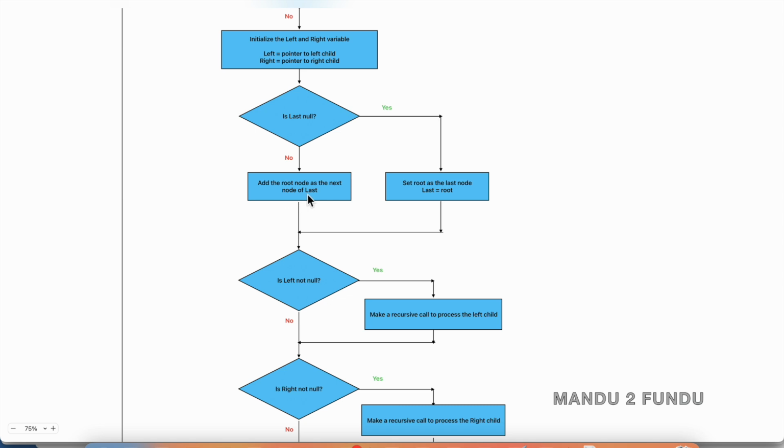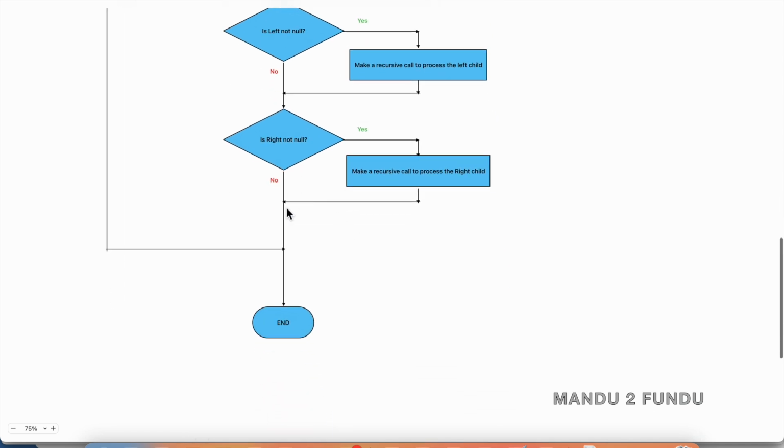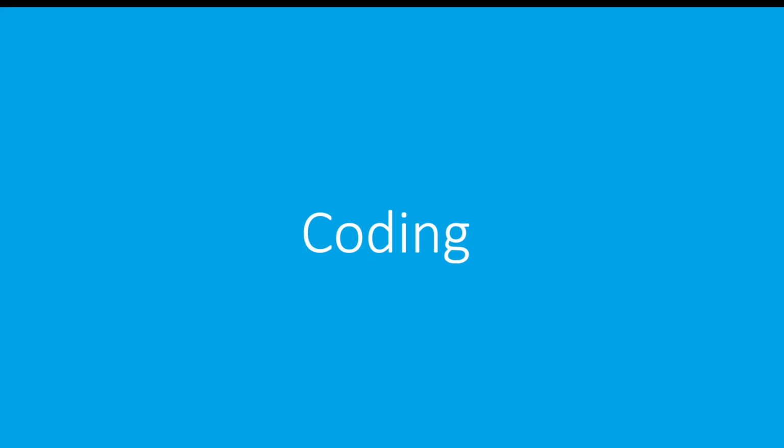Otherwise, we add the current root node to the linked list and update the last pointer. Once that parent node processing is done, then we check whether the left is not null. If so, make a recursive call to process that left child. Otherwise, we go ahead and check the right child. If the right child is not empty, then we make a recursive call to process the right child, and then eventually we return. Let's move on to coding.